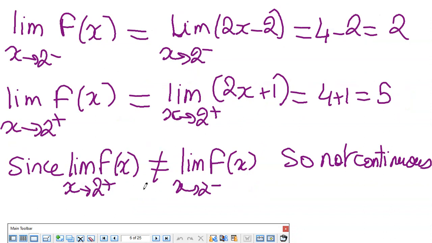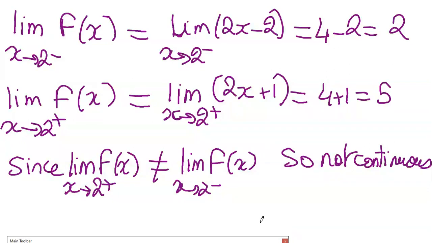I don't need to continue, guys. They are not equal. What does it mean? It means that the function is not continuous at 2. If I want to plot it, this is the point 2. At 2 minus it's 2, so it's here, and then we open it like this. At 2 plus it's 5, somewhere up here, so there is no continuity. I cannot join this part, so there is a discontinuity at this point here.